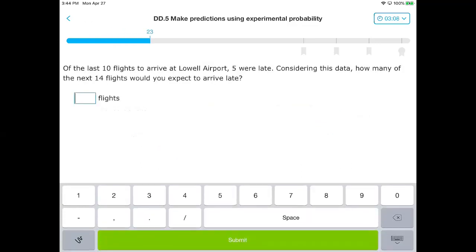Done. Next, of the 10 flights to arrive at Lowell Airport, 5 were late. Considering this data, how many of the next 14 flights would you expect to be late? Again, 5 out of the 10 were late, or half of them. So you would expect half of the 14 to be late. So that would be 7.